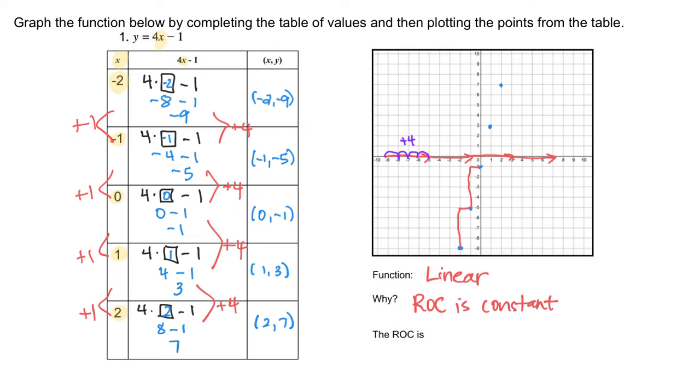And so we know that the rate of change is 4 over 1. And you can see how it plays out in the table and how it plays out in our graph. Let's connect those dots with a line.